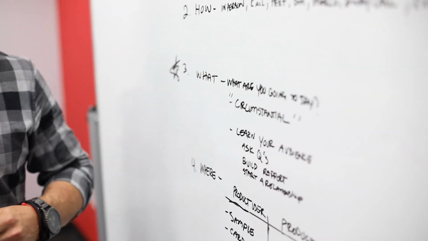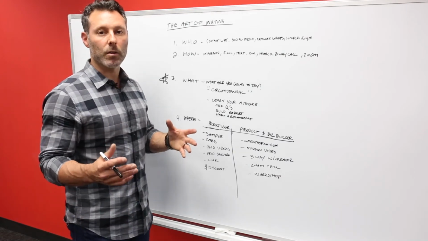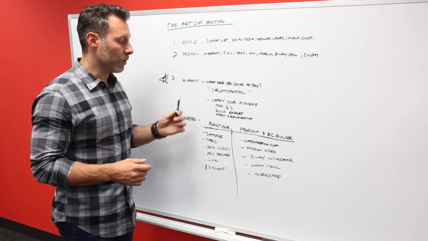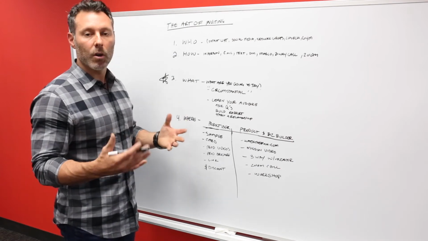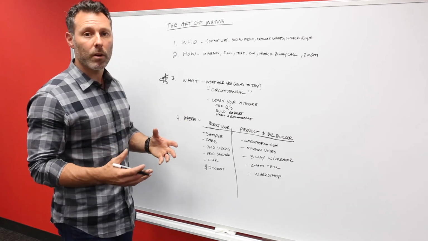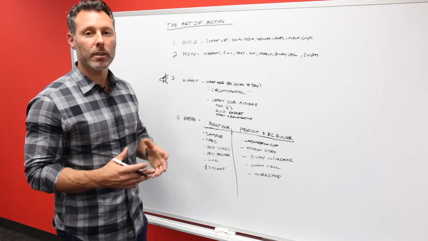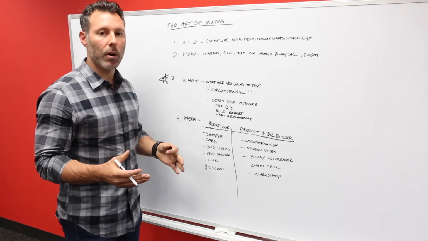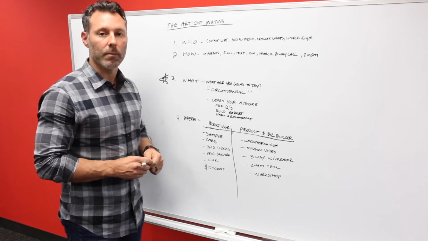Number three I want to highlight because this is the most important. What? What are you going to say to that person to invite them? This is where it becomes circumstantial because there's not just one way to invite someone to an opportunity. First, you want to learn your audience, ask open-ended questions, build rapport. Once you build a relationship with that person, you're going to identify where to invite that person. And in the XND model, there are two places where you can invite them.